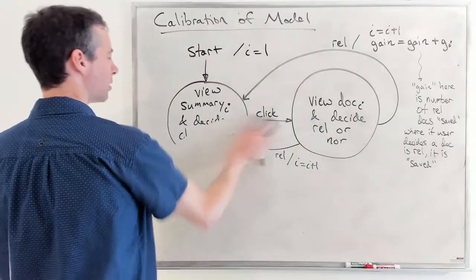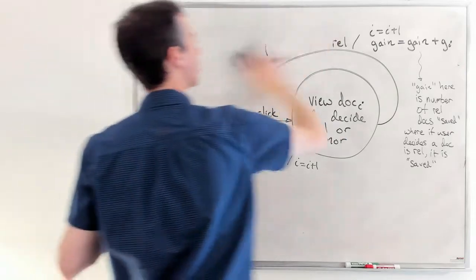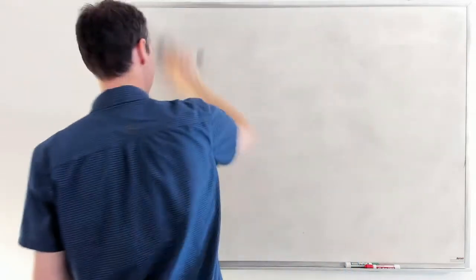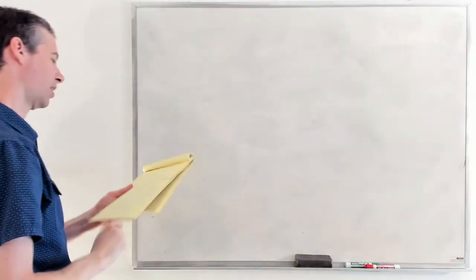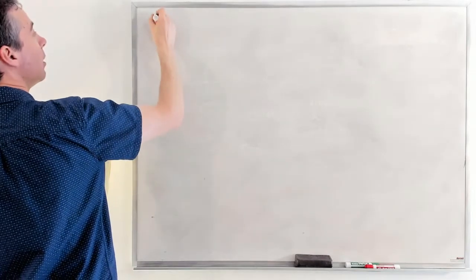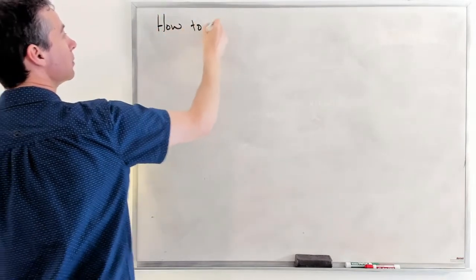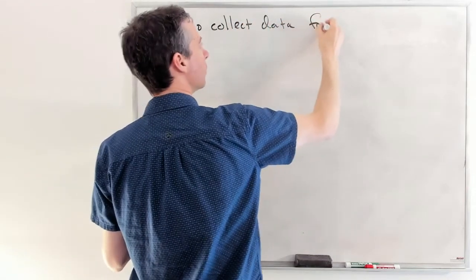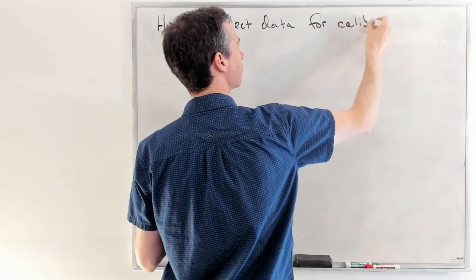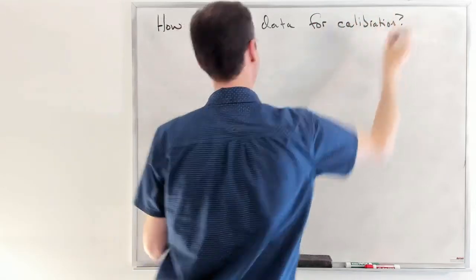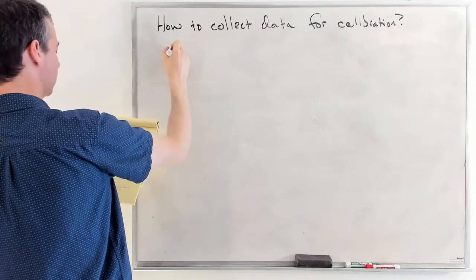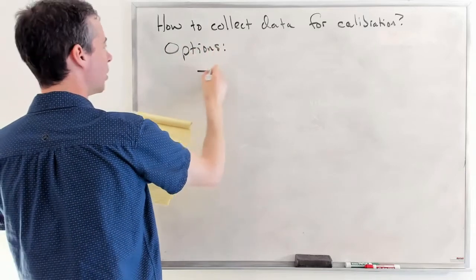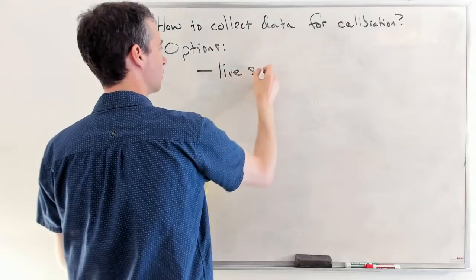All right, so let's talk about this. We're going to need to collect some data to calibrate a model. I already mentioned that we used a user study, but let's talk about this in a little bit more detail. How to collect data. So this is how to collect data for calibration. All right, we have some options. One, you could have a live search engine.